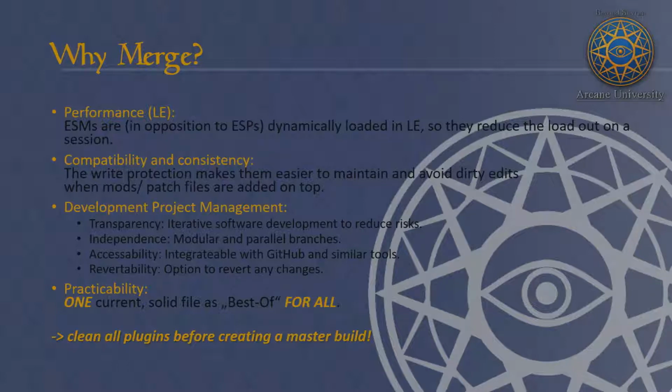The other thing is that for compatibility and consistency, you want to merge, of course, so everyone has the same base file to work from, and you don't have to have dirty edits. So you don't have conflicts in there and things that contradict each other. So for all of these reasons, and I'll make it short, it's just best to have one master build, obviously. So you don't have conflicts between different branches.